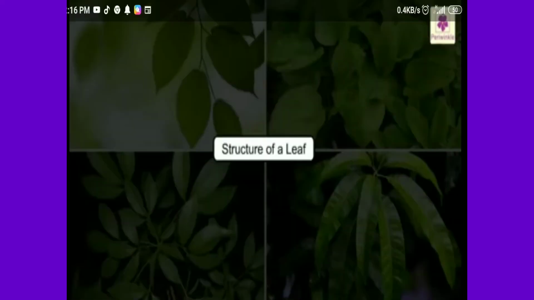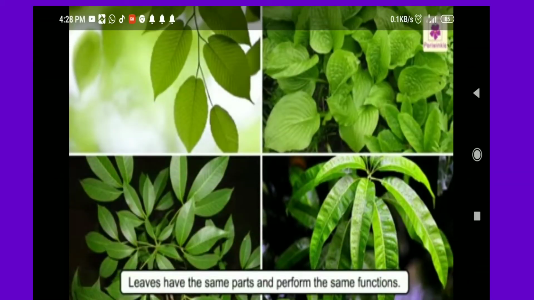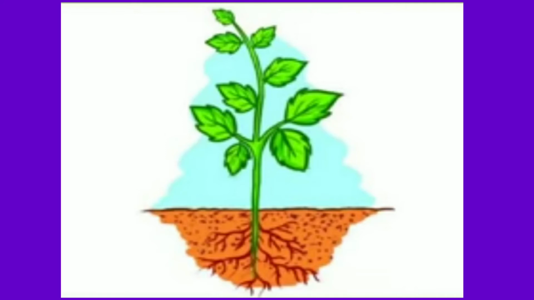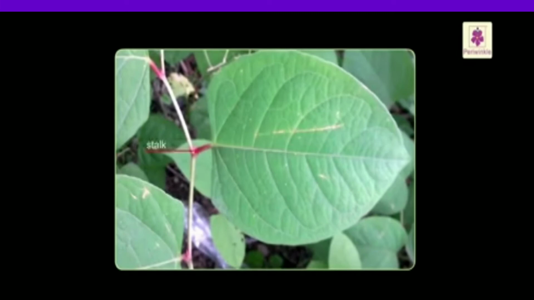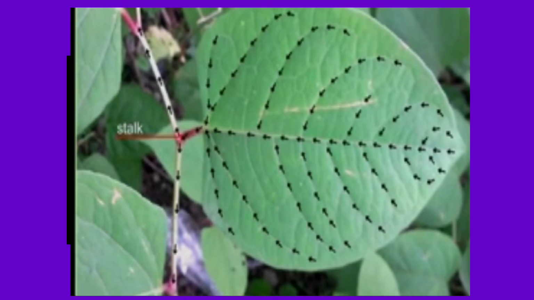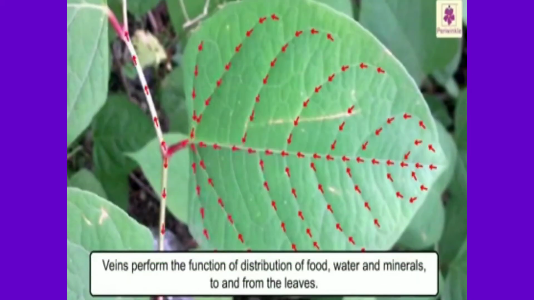Structure of a leaf. Even though leaves look very different, they all have the same parts and perform the same function. The leaf has two parts. One, the stalk, which joins the leaf to the stem. It is through this stalk that water and minerals reach the leaves from the stem, and the food prepared by the leaves passes on to the other parts of the plant.